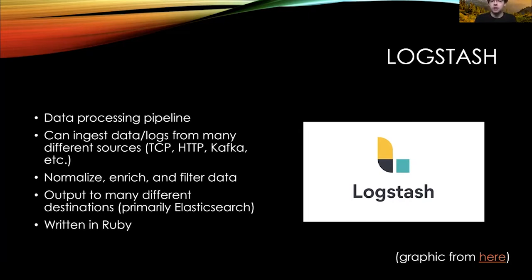And then it can do normalization, filter on it. If there are different log lines you don't want coming into your Elasticsearch to keep things trim, you can filter them out in Logstash. And then it has many different types of outputs. Elasticsearch is the primary one. You can also chain Logstash instances together. This can be useful if you have multiple pipelines or more of a complex distribution of Logstash instances. And it's written primarily in Ruby.